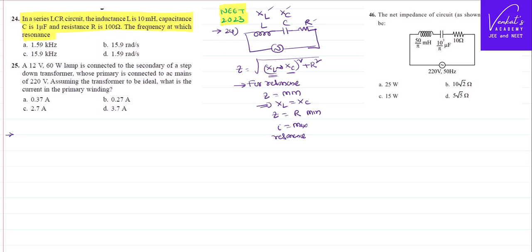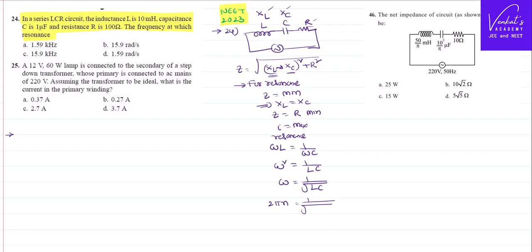XL means omega L. XC means 1 by omega C. So omega square equals 1 by LC, omega equals 1 by square root of LC. Omega is 2 pi n, where n is the frequency. We have to calculate that.